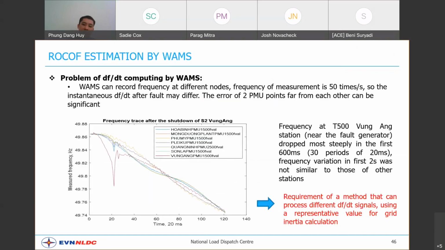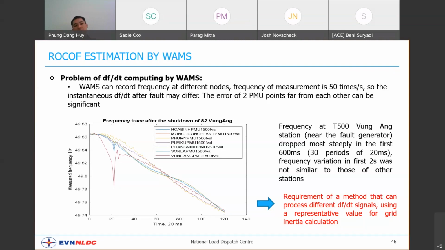So for these methods, the most challenge that we have to face is how to determine the correct and accurate RoCoF. And you can see that for an event that we have seen in our system, when we get the readings from WAMs at different locations of the system, there is quite a difference in the readings of WAMs in a short time.